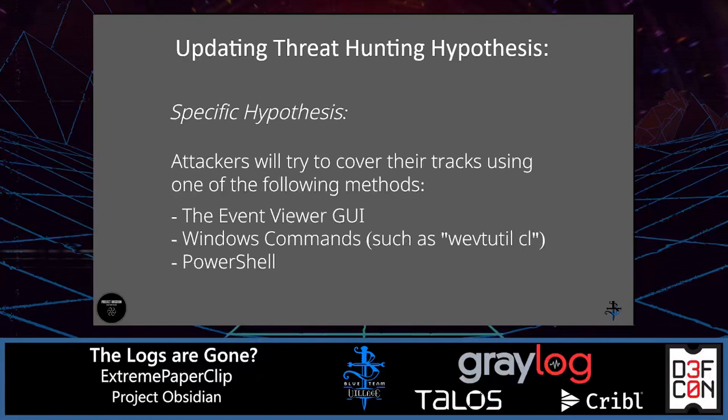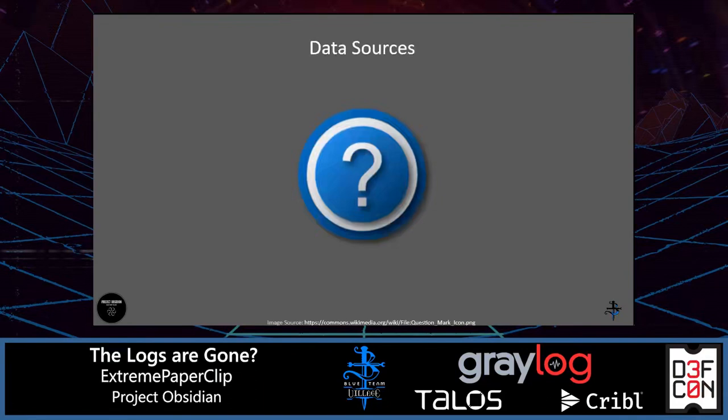So now we can make a specific hypothesis like: attackers will try to cover their tracks using one of the following methods: the Event Viewer GUI, Windows commands such as wevtutil cl, or PowerShell. So for the notes, as the threat hunter, we would add this specific hypothesis to our notes and continue.